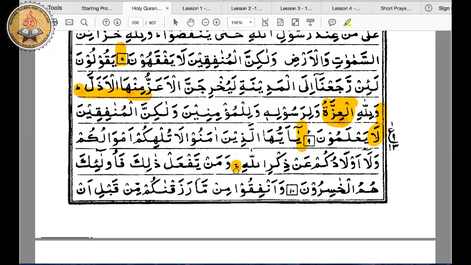If you're going to pause, how will you read this final part of the verse?